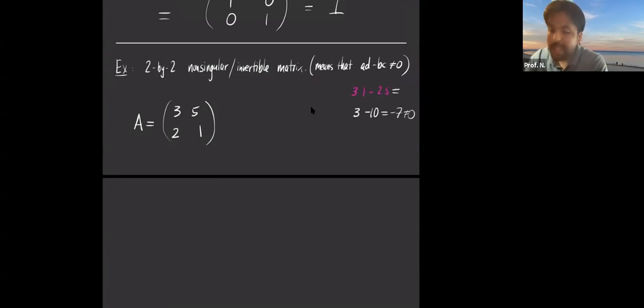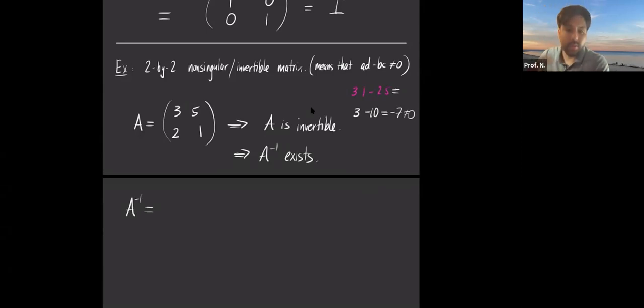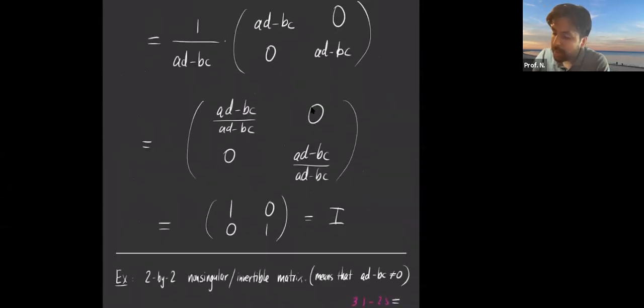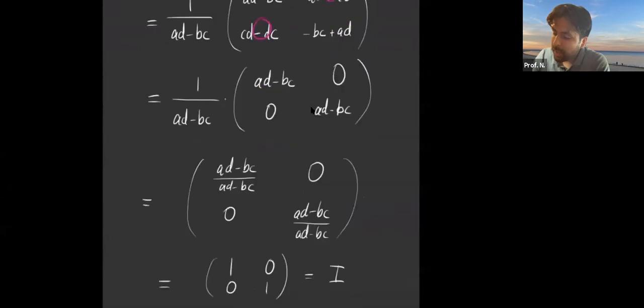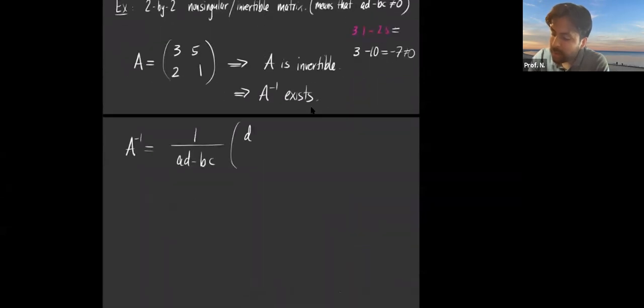So what does this mean? Immediately, A is invertible, which means that A inverse exists. Now, what is A inverse? Using the formula, what do we know? It's 1 over AD minus BC, times what? D, negative B, negative C, A. So we switch the diagonal entries, D and A, and then we negate the off-diagonal entries.